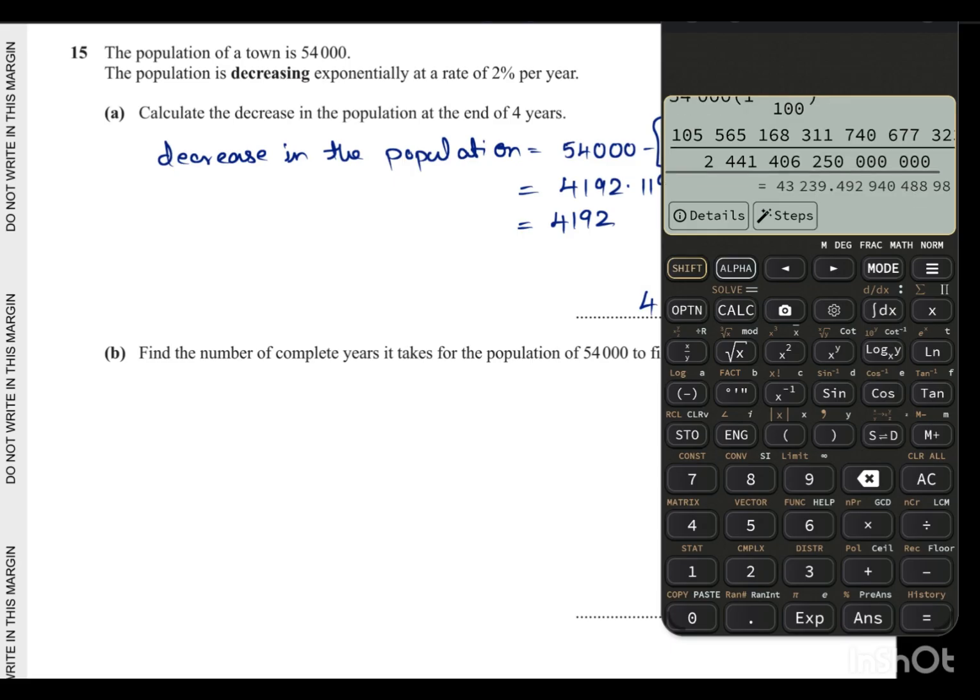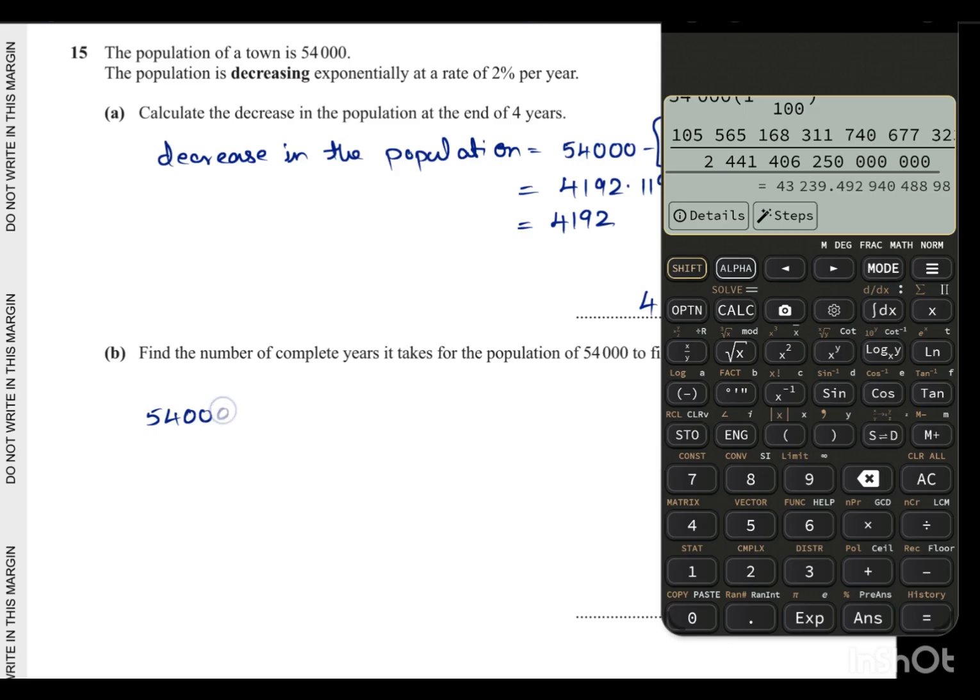Now after 11 years, it is 43,000. Yes. When it was 10 years, it is 44,000 something. And then when it is 11 years, it is 43. So the first fall is in the complete 11 years. So we will show both of them here.